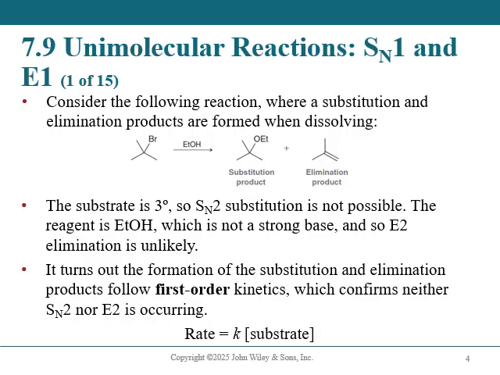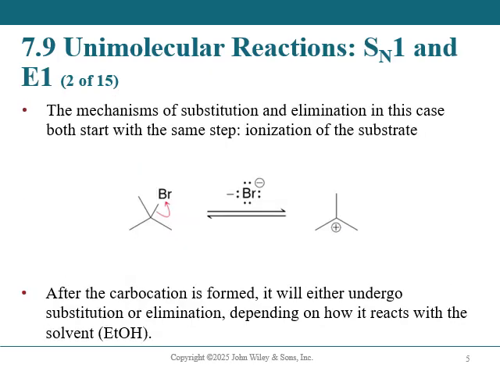Now, experimentally, if you carry out this reaction, you will notice that you end up with first-order kinetics. In other words, the reaction rate will depend only on the substrate, so just the one species. What that means is that neither SN2 nor E2 reactions will take place. The mechanisms of substitution and elimination in this case both start with the same step, the formation of your carbocation, or the ionization of the substrate.